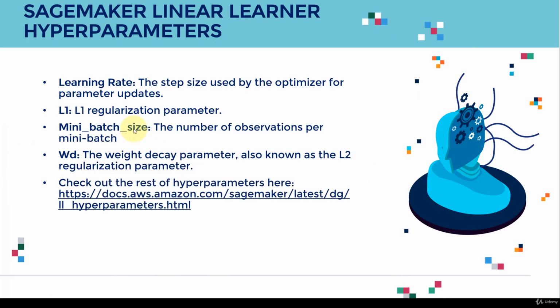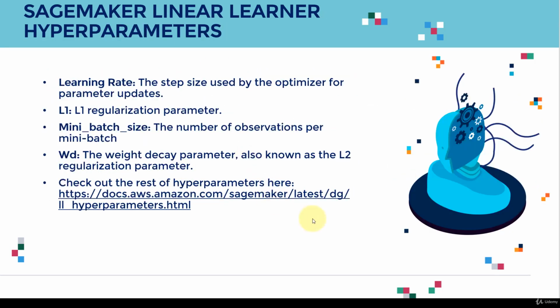Okay, all right. So here again, the important parameters that we're going to be dealing with are learning rate, L1 regularization, mini batch size, and WD as well. We're not going to be using this one specifically in this case study, but this is a sample of the parameters that are used with Linear Learner SageMaker.